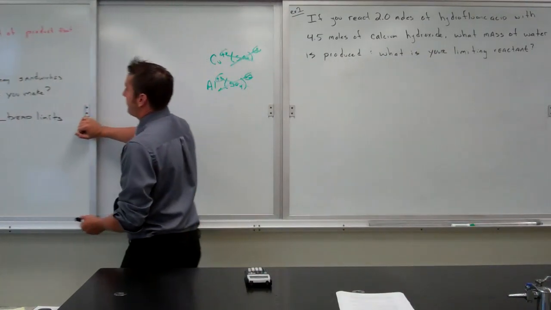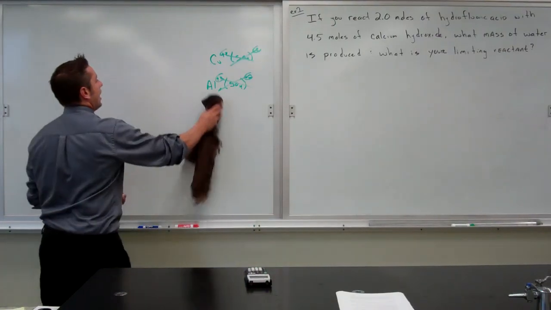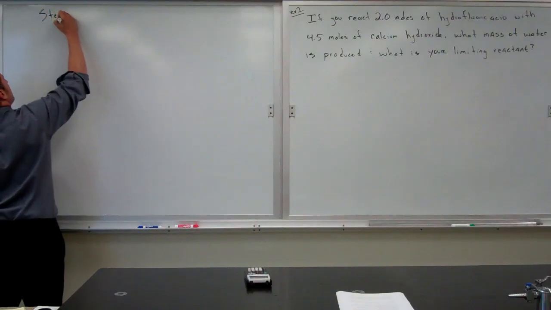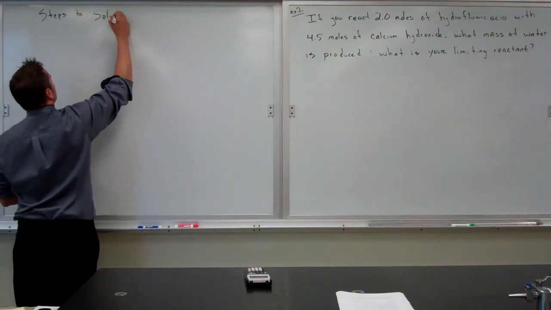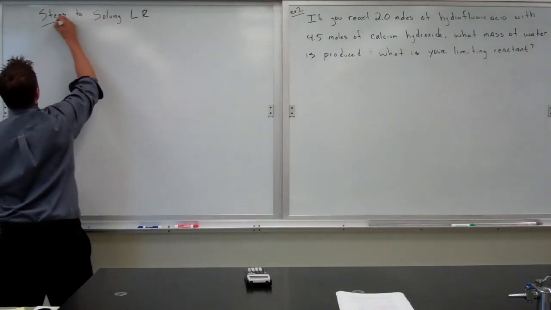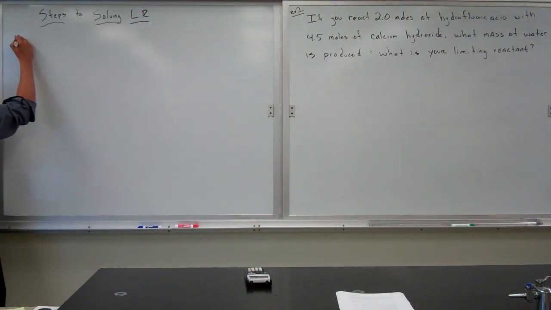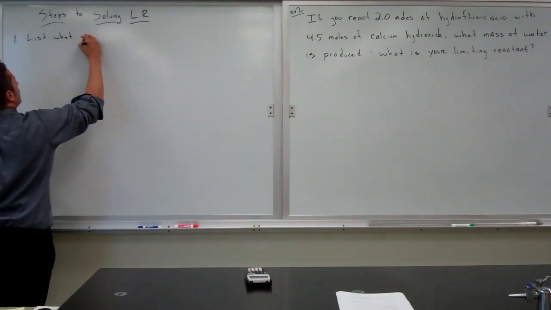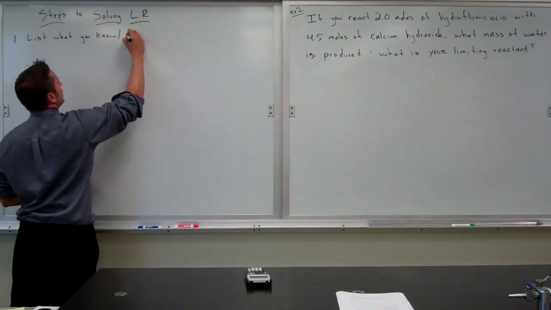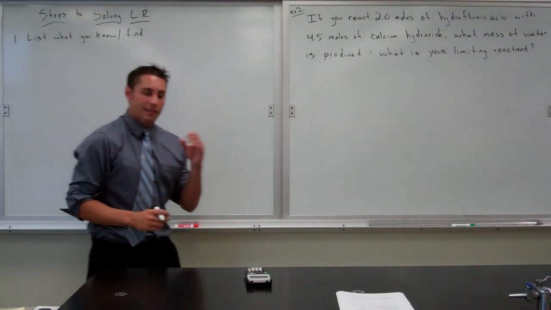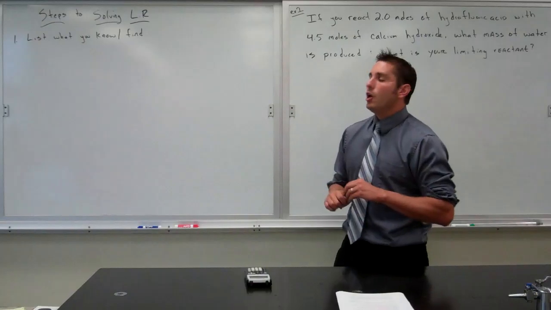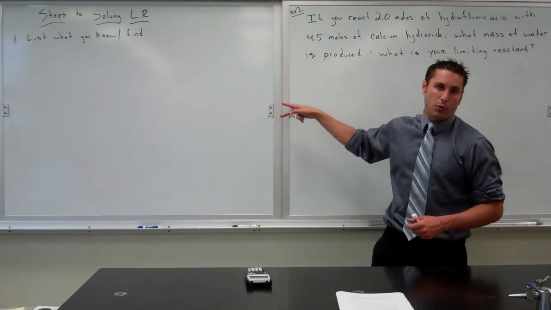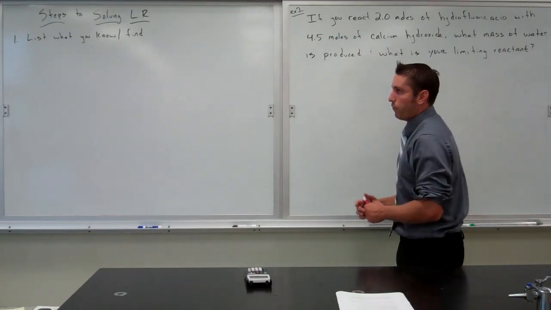Now, just like always, I'm going to list some steps here that will allow us to follow along to solve a limiting reactant problem. So I'm going to call this steps to solving limiting reactant. Step 1 is going to be just like every other problem that we've done: list what you know and what you are trying to find. A limiting reactant will show itself there because instead of just having one thing and looking for one thing, now I'll have multiple things. I'll have 2 reactants or 3 reactants, and be looking for one thing.